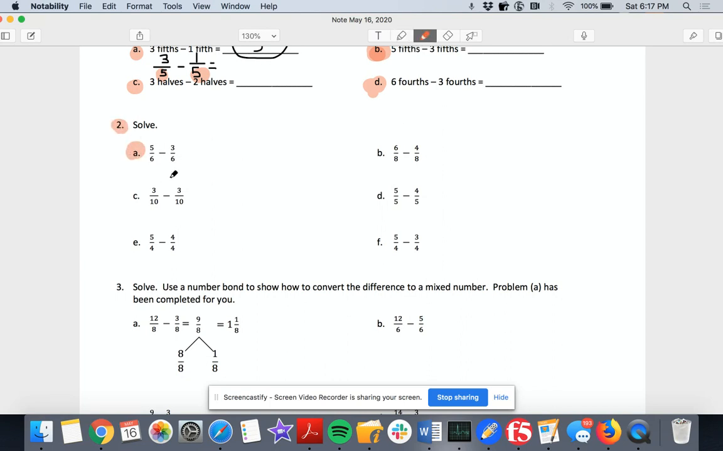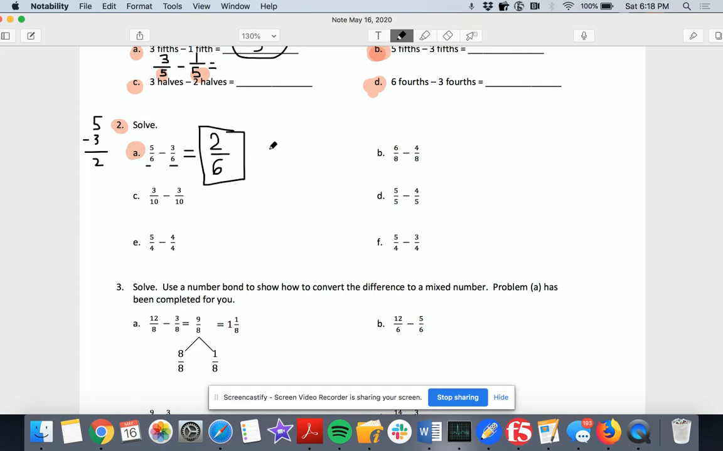I have 5/6 and I'm going to subtract 3/6. Okay, first things first, I need to check if my denominators are the same. Let's check. 6 is the same as 6. Awesome. So my denominator is the same and I'm able to subtract. The denominator will stay the same. And then I have 5/6 minus 3/6. I know from counting, I know from looking at a number line, that 5 minus 3 is 2. So my answer would be 2/6.